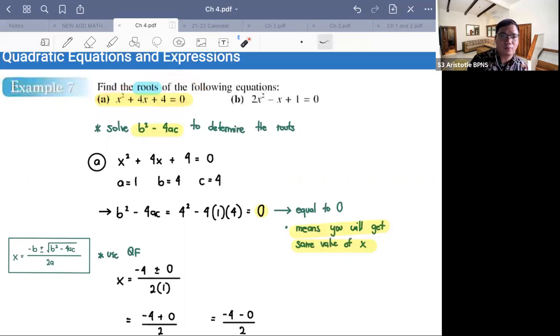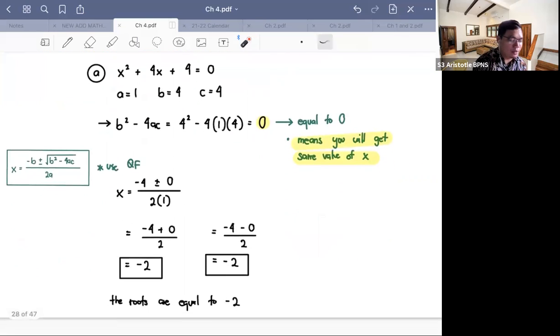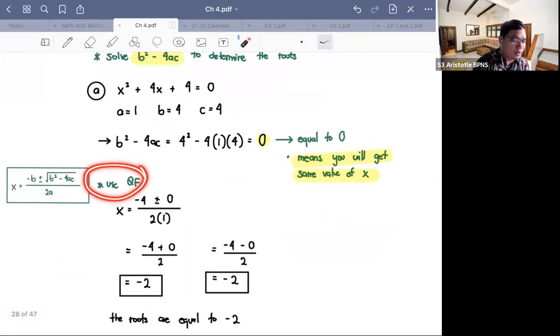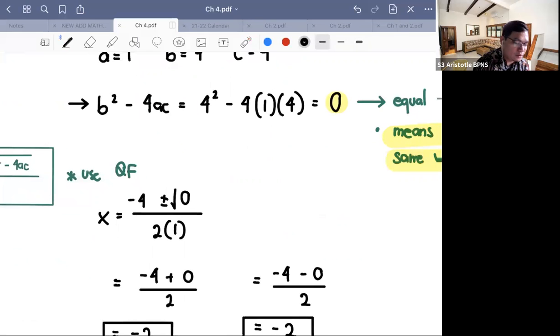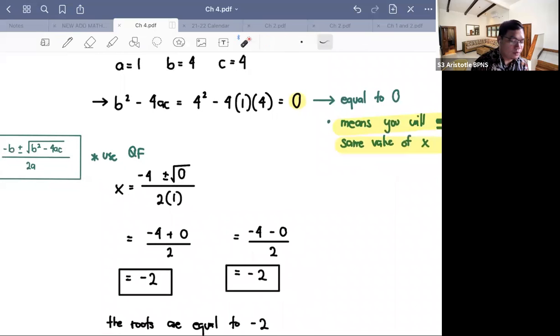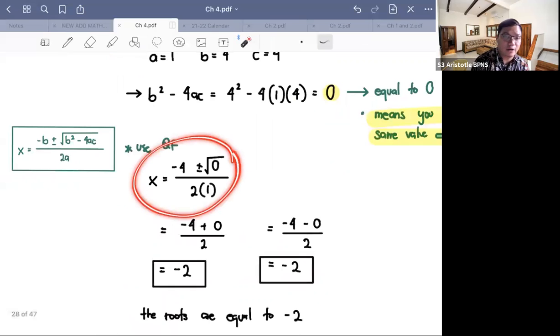Simply by using the quadratic formula. All right, so let's use the quadratic formula. So it's negative b, so it's negative 4 here, and then plus minus the square root of 0. I think I forgot to write that. The square root of 0 is still 0, right? Over 2 times a, or 2 times 1.